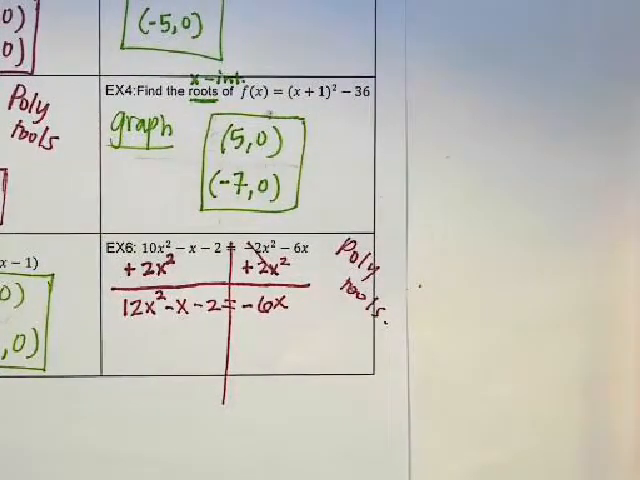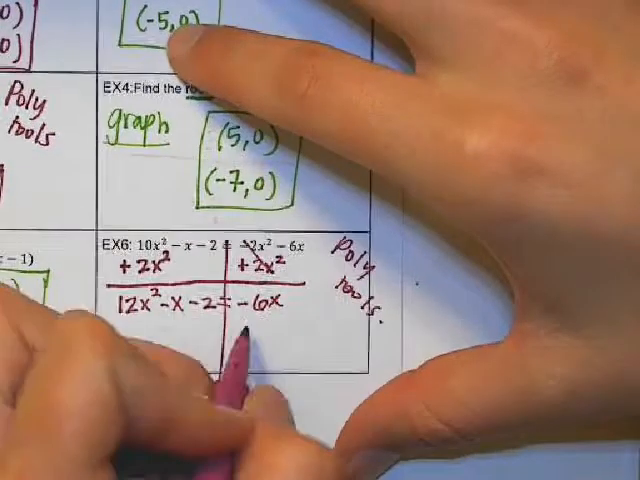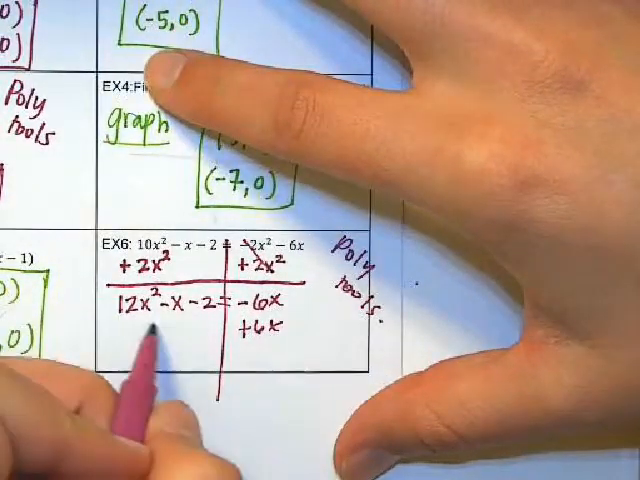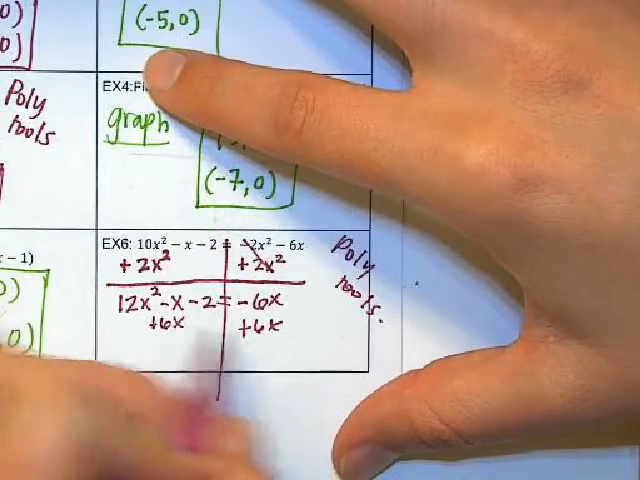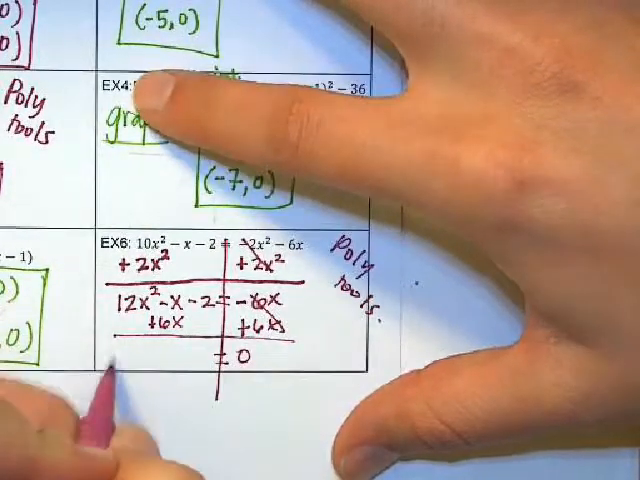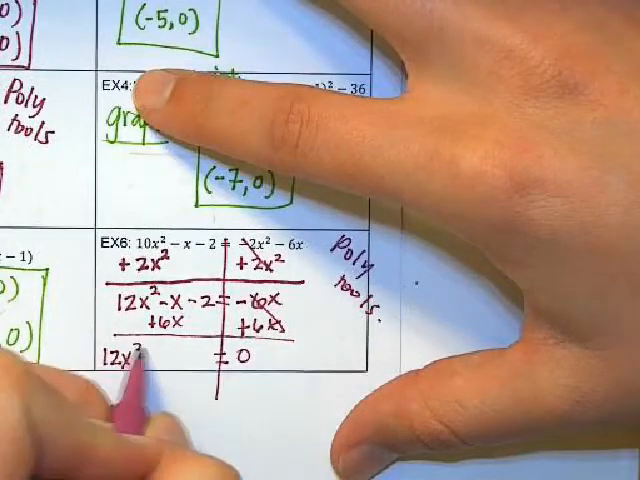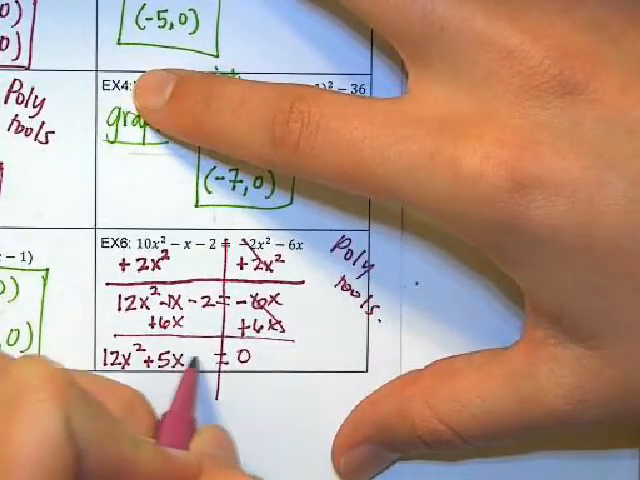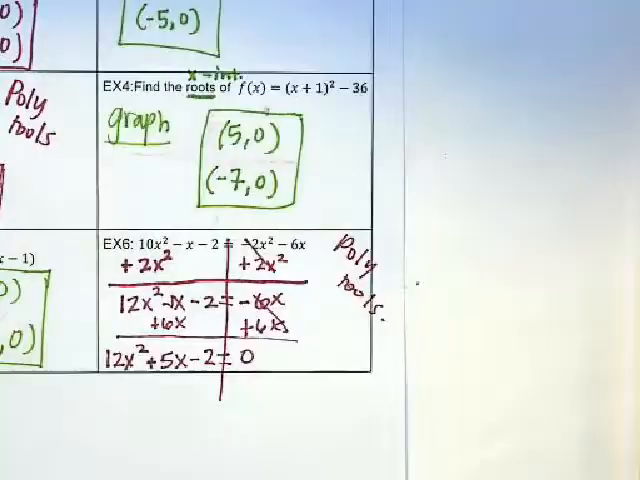How do I move that negative 6x? Add 6x. Does it have a like term? Negative x. So I'm going to write it underneath that one. These cancel, give me 0. 12x squared gets brought down. 5x. Negative 1 plus 6 is positive 5x. Minus 2 equals 0. Okay, once it equals 0, then we can plug it into Poly Tools.